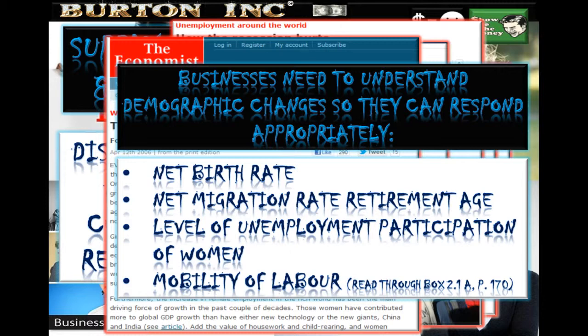Now, the whole point around these demographic changes, businesses need to be able to identify and understand these changes so that they can make the appropriate response. Net birth rate. Countries with a high net birth rate will, in the long term, have a larger supply of human resources, making it easier to get the staff that you need. The net migration rate. Are more people coming into your country than leaving the country? If the net migration figure is positive, then the supply of human resources will increase.